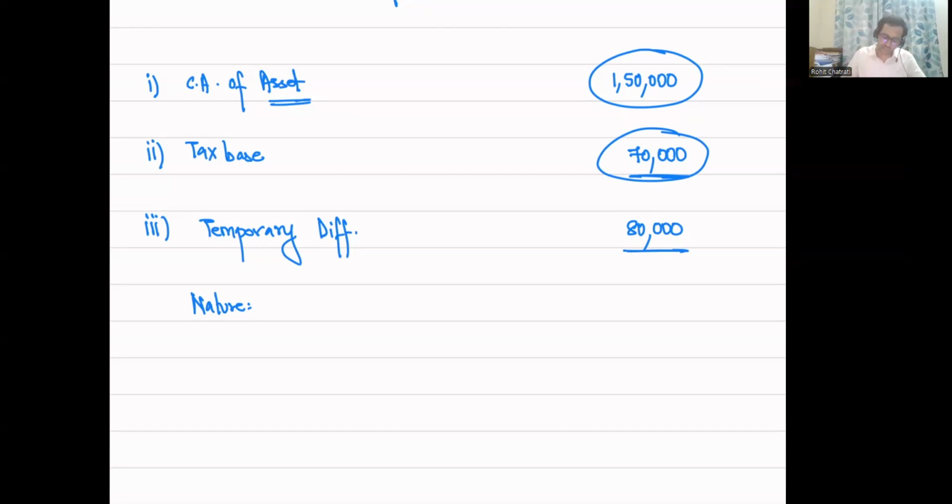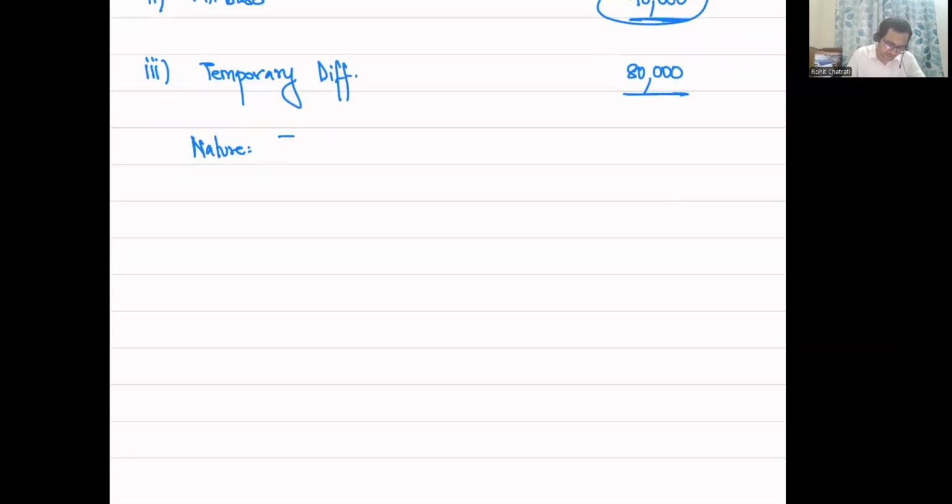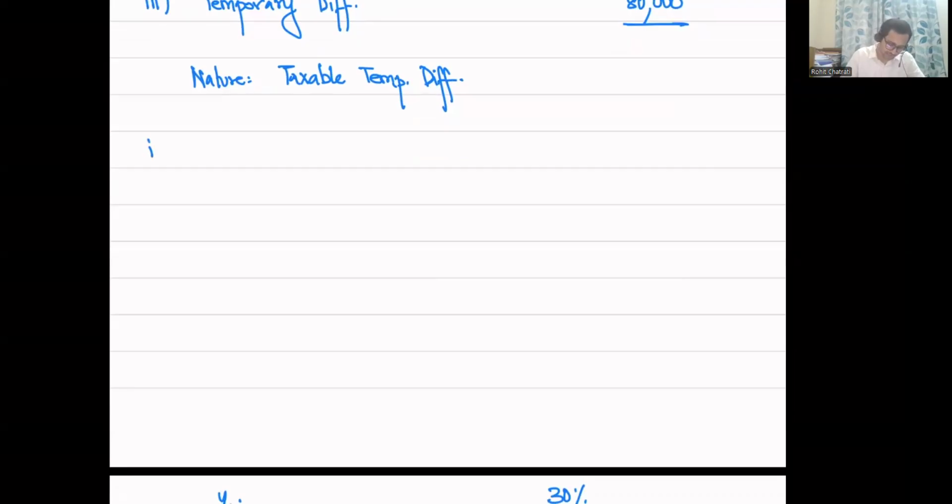So this is going to be my taxable temporary difference. This represents the amount on which I need to pay taxes in future, and therefore it's a taxable temporary difference. On this, I am going to create a deferred tax liability.